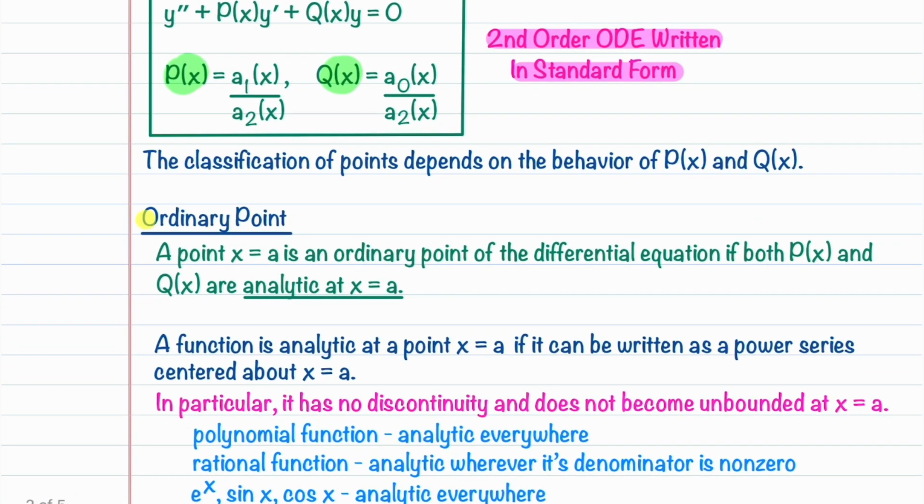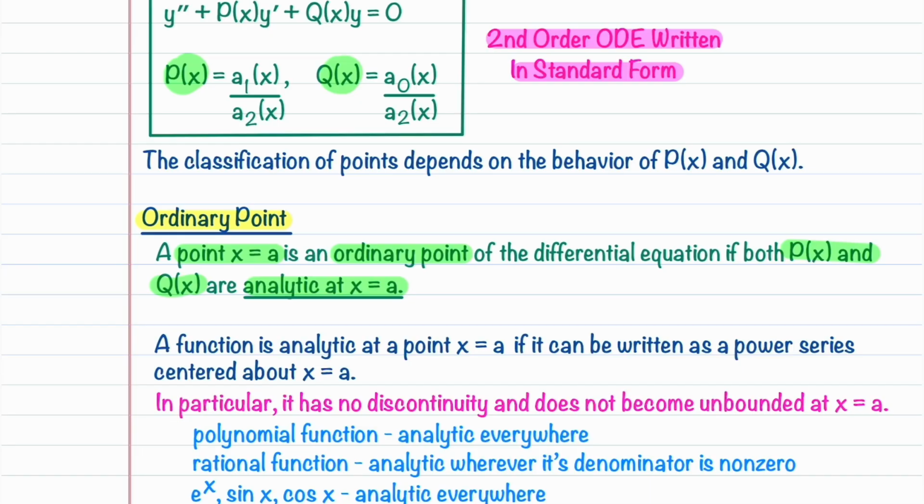Let's first talk about an ordinary point. A point x is equal to a is an ordinary point of the differential equation if both p of x and q of x are what's called analytic at x is equal to a. This is probably a new definition for many of you, so we're going to go over what this means.